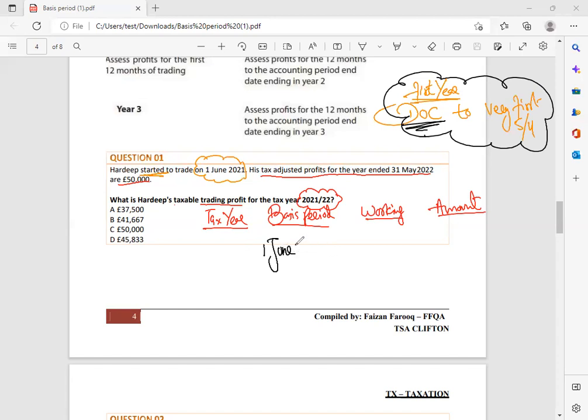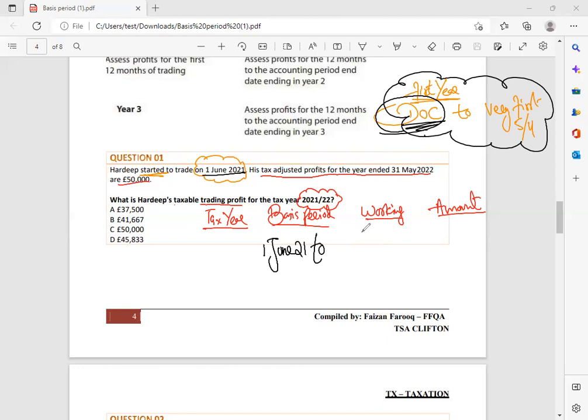When you started, 21st May 2020. When you started the business, I am asking, when Mr. Hardeep started the business? 1st June 2020. Correct. So the date of commencement is 1st June 21. Right or wrong?